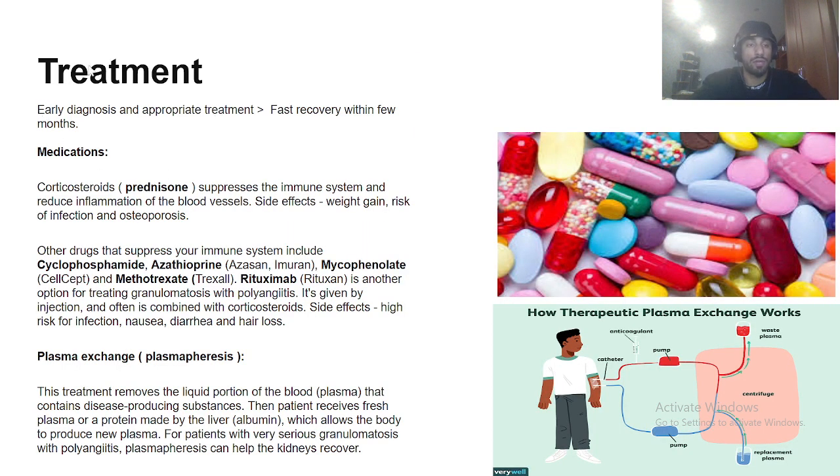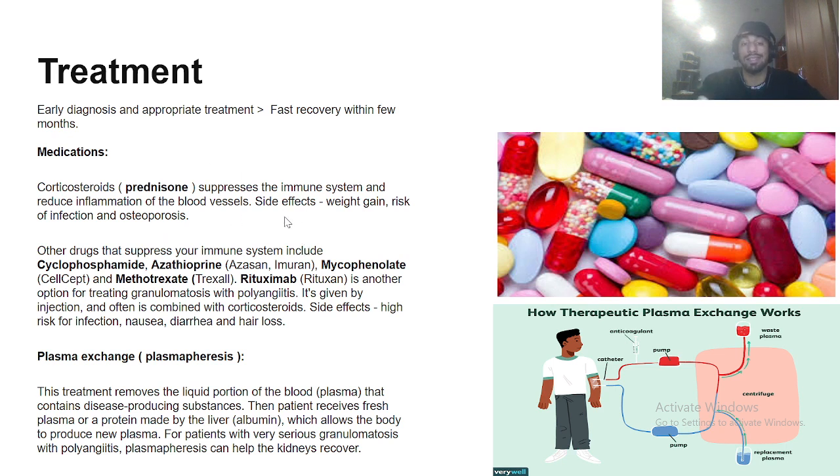Good. Now we come to the last part, which is the treatment, where we have a rule that says that if early diagnosis and appropriate treatment are provided for the patient, a fast recovery can happen, and even the recovery can occur within a few months only. The medications that can be used are first corticosteroids such as prednisone, that suppress the immune system and improve the patient's condition by reducing the inflammation of the blood vessels.